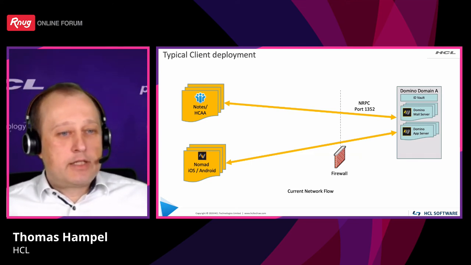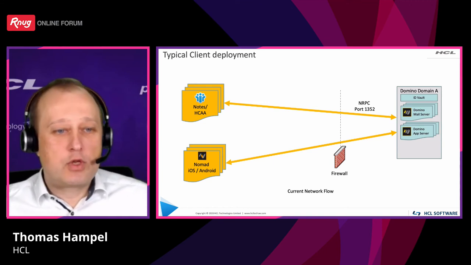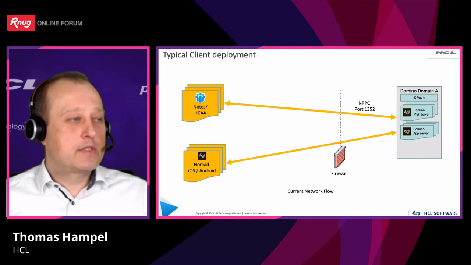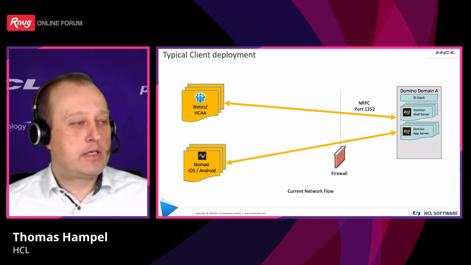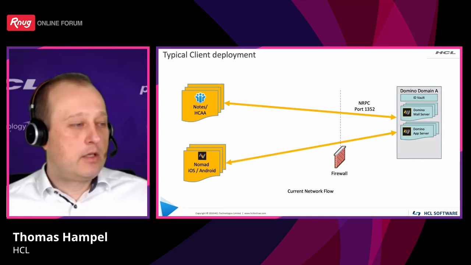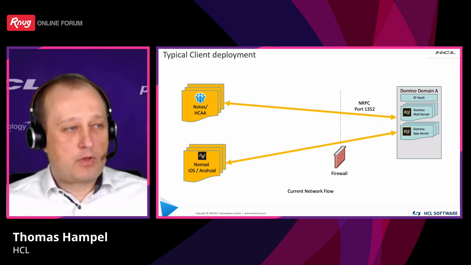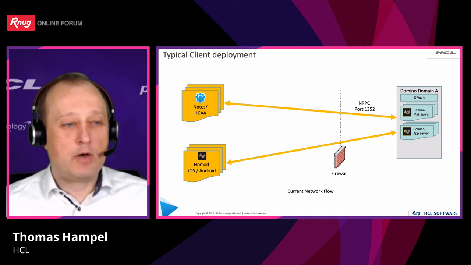On the right-hand side, you have your Domino server or servers, you can have many, and you have Notes clients or the client for application access on the left side, as well as the HCL Nomad client on iOS and Android. And they all communicate on port 1352 with your Domino server, which is fine. It works just great.